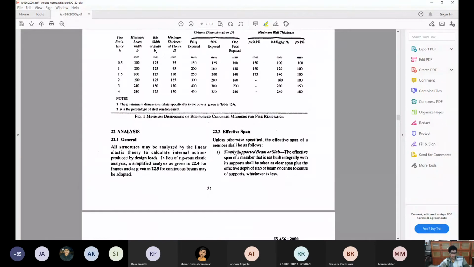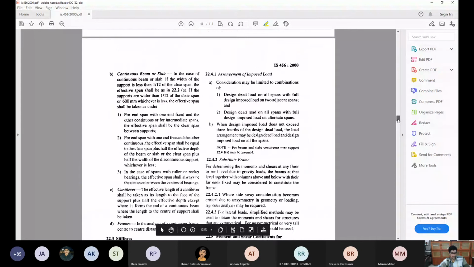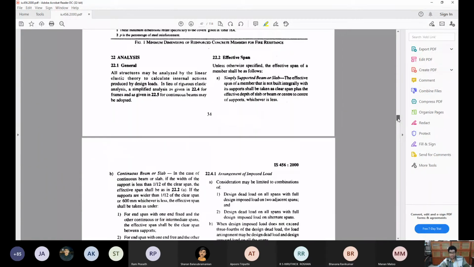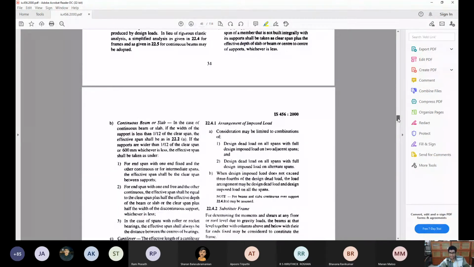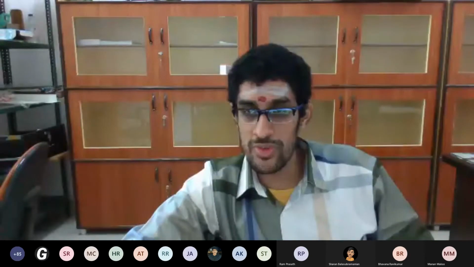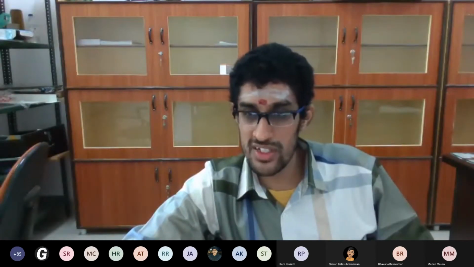So I just wanted to introduce this code book to you. Henceforth, it is up to you, whenever you are doing a design problem, to keep your code book with you and refer to the relevant provisions. Of course, I'll tell you what these provisions are right now. Those who do not have IS 456, please download it. It's freely downloadable. I'll move back to my PPT.